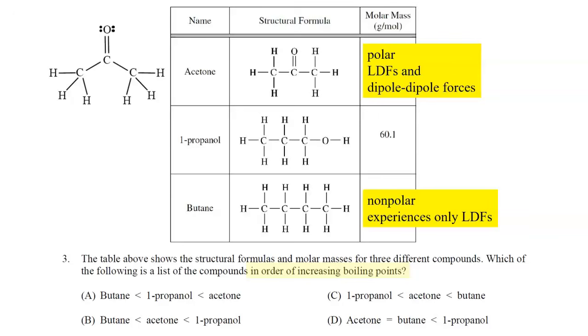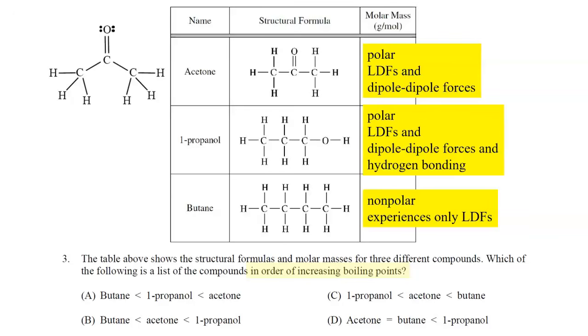Now for propanol, it does have a hydrogen atom that is directly bonded to oxygen. So propanol, because of its asymmetry, is a polar molecule, and therefore would experience London dispersion forces, as all molecules do, and dipole-dipole attractive forces between molecules, because 1-propanol is polar. But it also would be able to experience hydrogen bonding attractive forces between molecules of propanol.